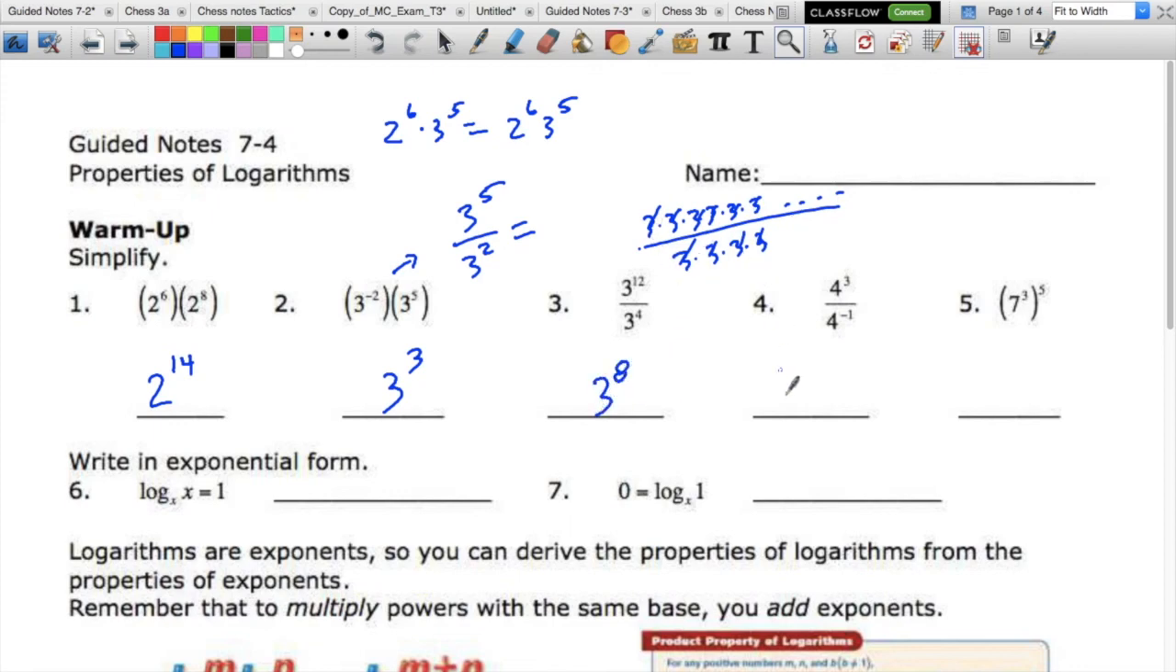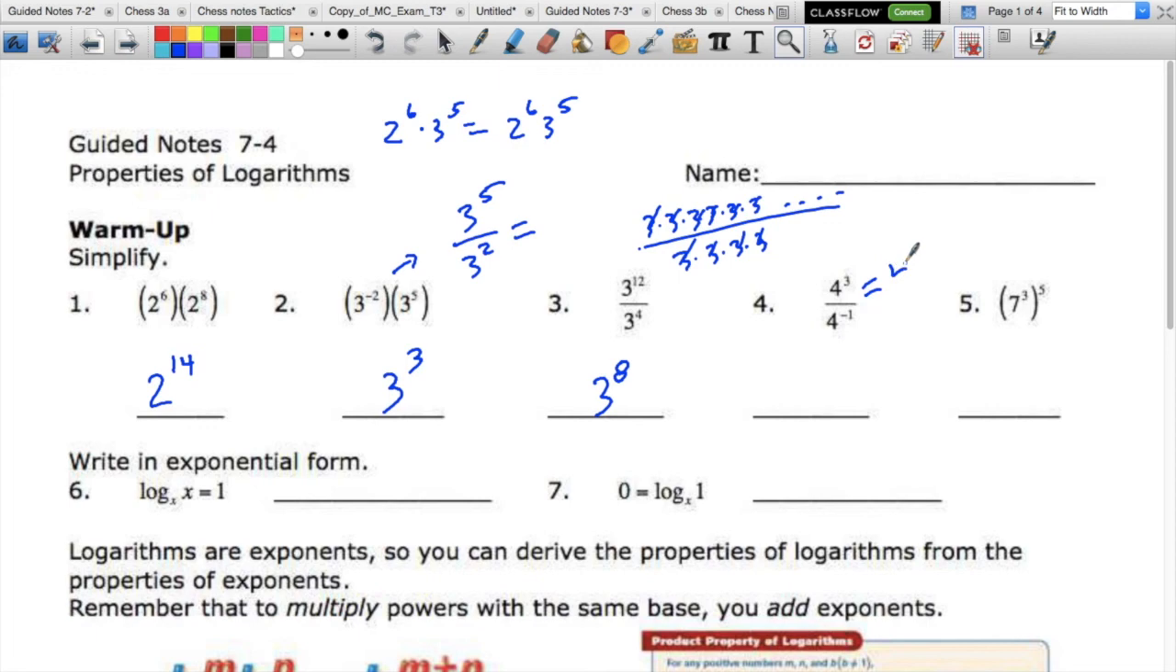But this canceling, they don't go away so much as they equal 1. 3 divided by 3 is 1. And then you leave it as 1 times whatever remains. It's fancy counting. Yeah. This is 4 to the 3rd, and this is 4 to the negative 1.